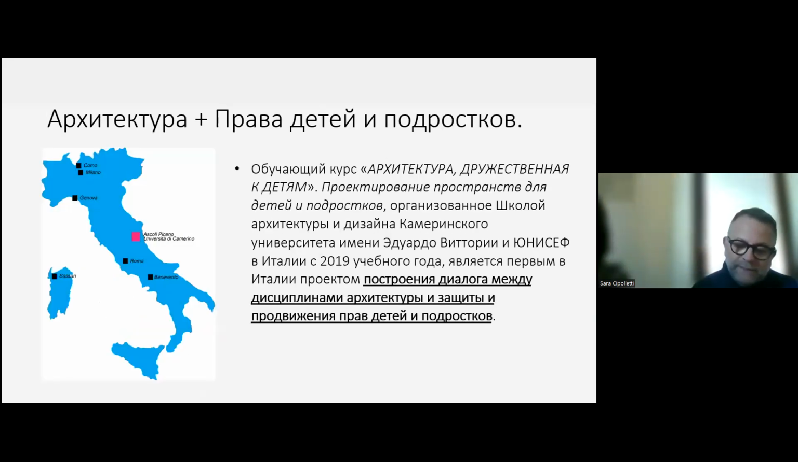The training course, Child-Friendly Architectures, Design Spaces for Children and Adolescents, is organized by our school, the School of Architecture and Design of the University of Camerino, and UNICEF Italy. From the academic year 2019, it is the first course in Italy that tried to build a dialogue between the disciplines of architecture and the protection and promotion of children and adolescents' rights.